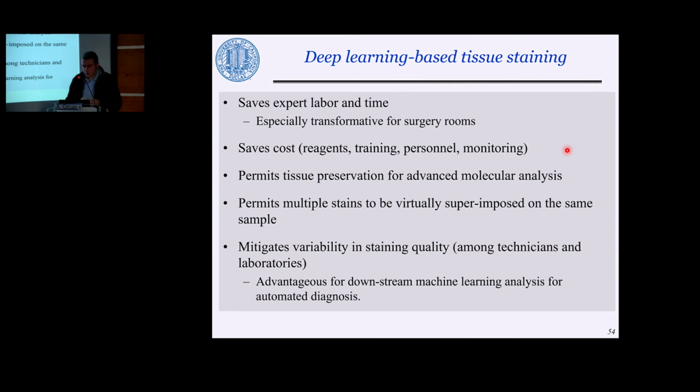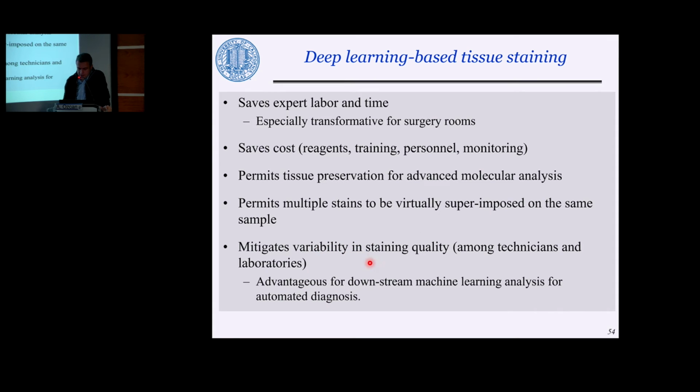So, all in all, deep learning-based tissue staining, whether it's label-free to labeled or between labels, is going to be really transformative. It's going to save expert time and labor. It's going to save reagents, personnel time, staining equipment, chemicals. We also preserve tissue, which means we most likely will not call the patient back again for an unnecessary secondary biopsy. We can do multiple stains from the same cross-section and superimpose them on the same nanoscopic grid, which is for the first time happening in histology.